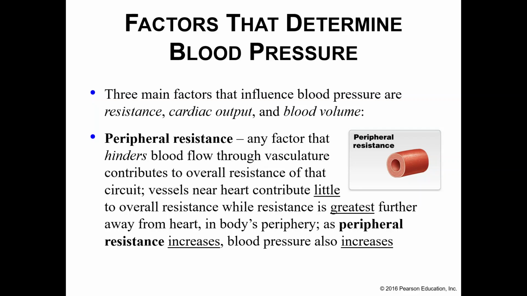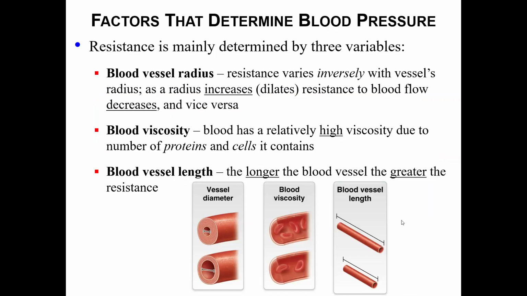And we can change our peripheral resistance in a couple of different ways. If your peripheral resistance increases, your blood pressure increases. If your peripheral resistance goes down, your blood pressure goes down. So this is a direct correlation. So let's talk about some things that can affect peripheral resistance.